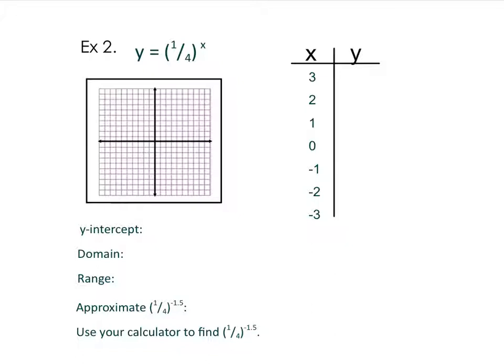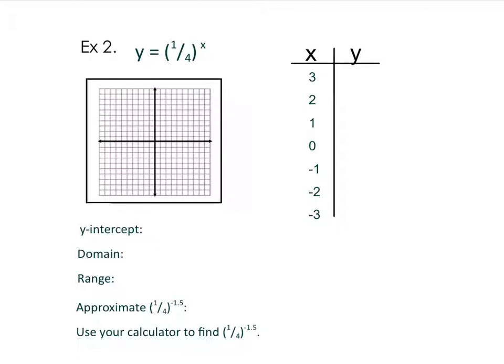Okay, let's look at one more example of graphing an exponential function and answering a few questions about it. Now this function that we are going to graph is y equals 1/4 to the x. So the last one we went through was y equals 4 to the power of x. Now here it's 1/4 to the power of x.